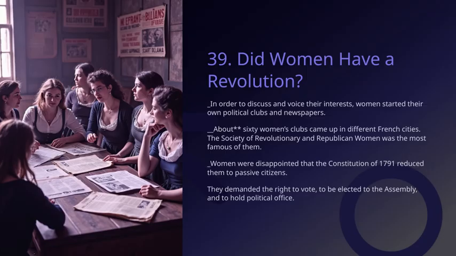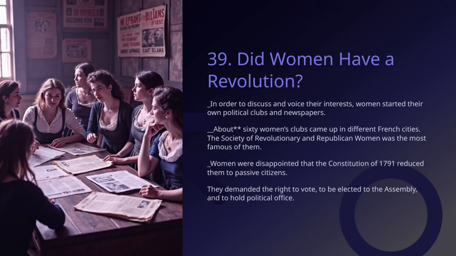attention at the time. However, despite these efforts, women were quite disappointed with the outcome of the 1791 Constitution. It didn't grant them the rights they were fighting for. Instead, it reduced women to passive citizens, basically saying they could no longer participate actively in political life. This was a huge setback.